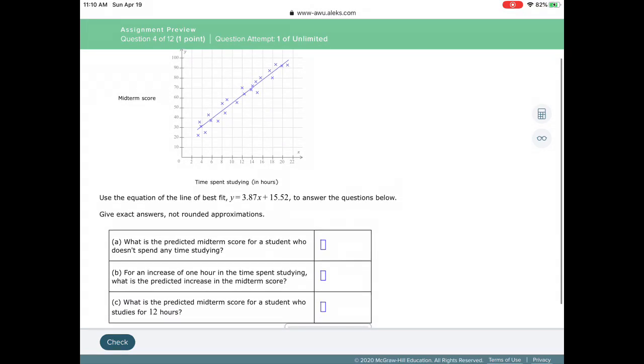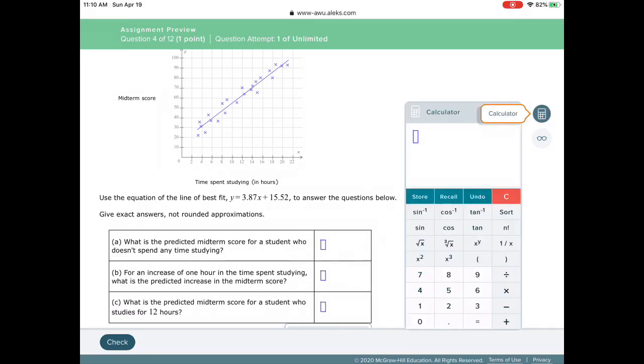So if we look at putting 0 in for part A, because it says what is a predicted midterm score for a student who doesn't spend any time studying, so that means 0. So I'm going to pull up my calculator here. We can do this in our head just looking at the y-intercept, but 3.87 times 0 plus 15.52 will give us just 15.52. So that's what we would type in here. We would expect that person to get 15.52% on their midterm score.